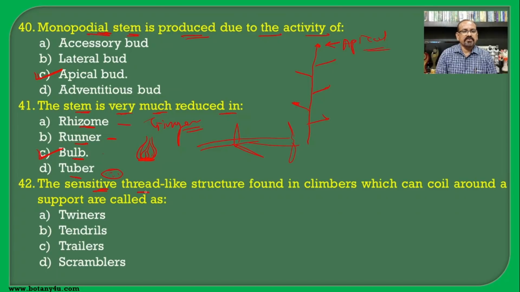The sensitive thread-like structures found in climbers which can coil around a support are called... If you see Momordica charantia, that is the karela, here from the stem there is a development of such thread-like structures which are coiled. So these are known as tendrils. These are the structures which are commonly called tendrils.